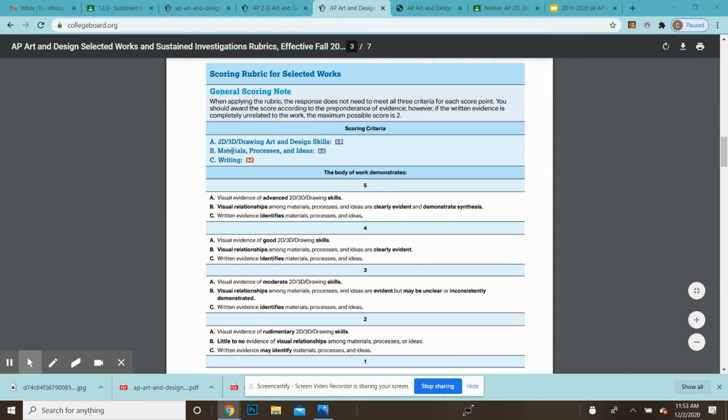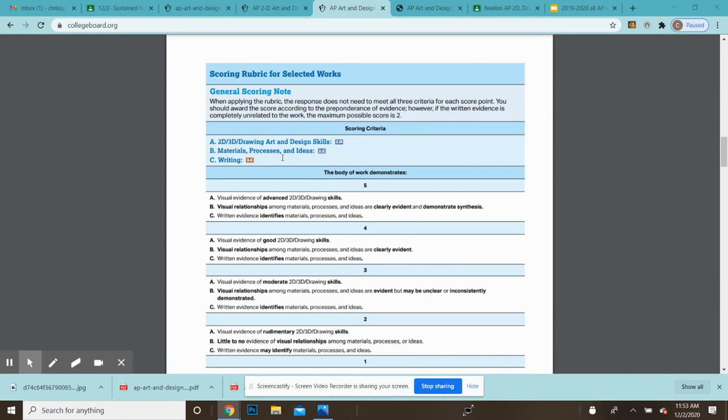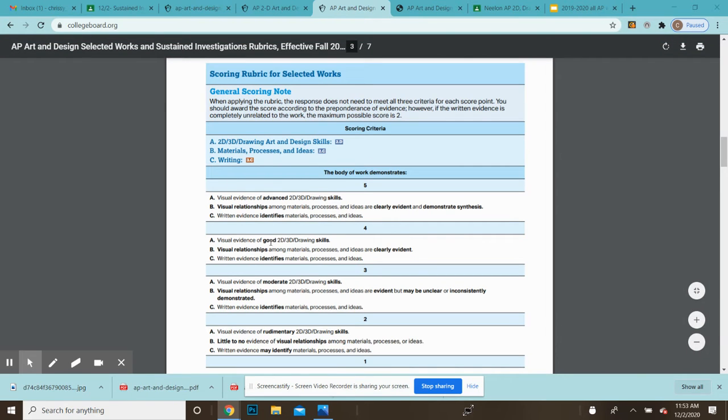So that means that what you actually write in your materials, processes, and ideas, and your writing, which is your assignment for today, counts as 2/3 of your score. So that is how important this part of it is. We only are going to look at this 4 and 5 because that's where I want you all to be shooting for, is scoring the 4 or the 5.